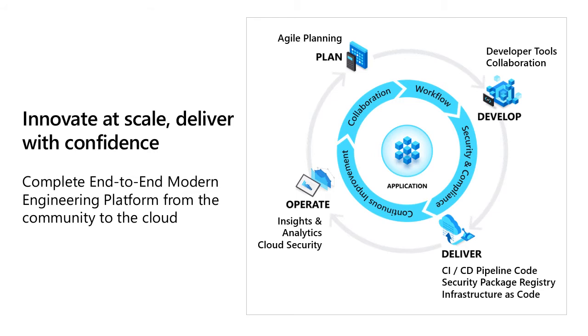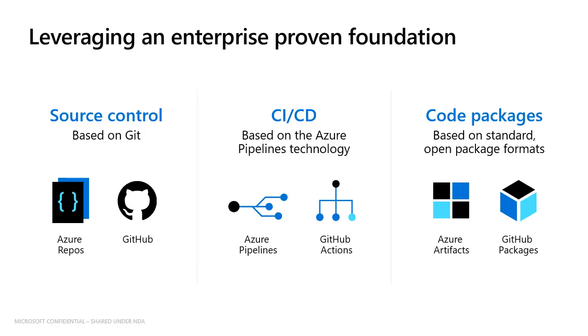So this is the same DevOps cycle as you can see: plan, develop, deliver, and operate. And you can see here what are the typical tools that are used across each of the stages. So for plan, you have agile planning tools such as Azure Boards. Develop, you have different developer tools and collaboration tools. It can be Visual Studio and GitHub if you want, or you can use your own open source developer tools, Python, authoring tools, etc. For delivery, you have CI/CD pipeline capability, security, package registry, and infrastructure as code. And then for operations, you have tools that provide insights, analytics, and cloud security for your applications.